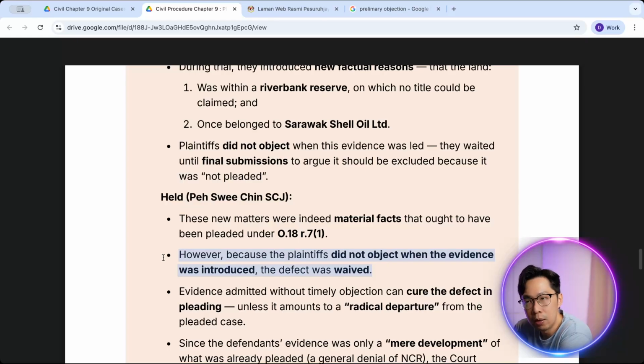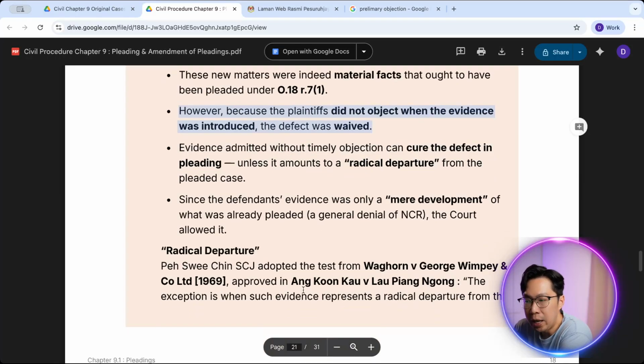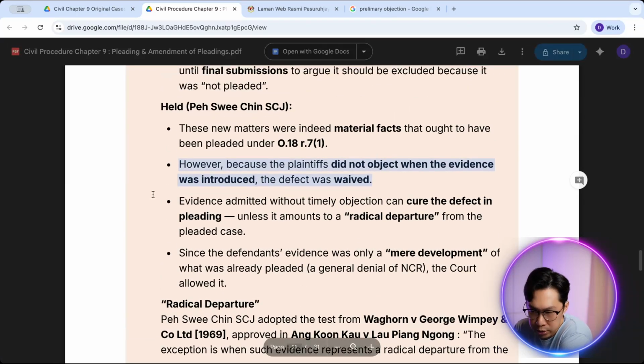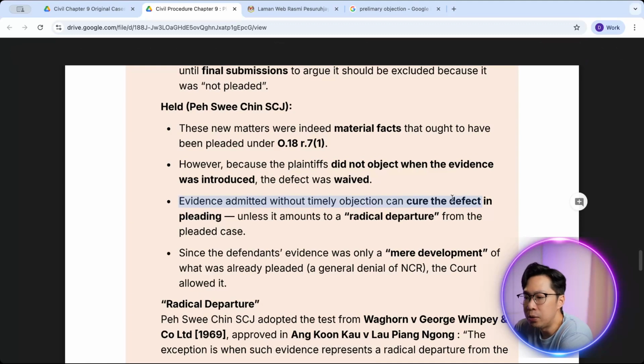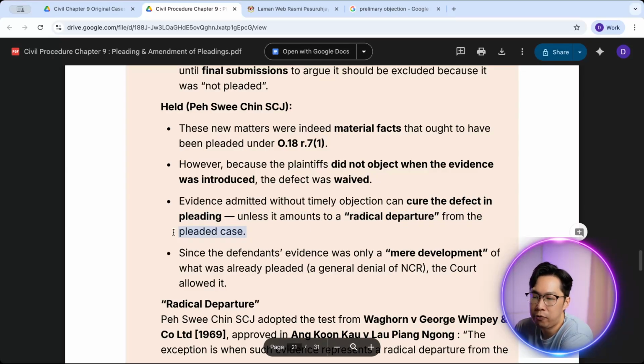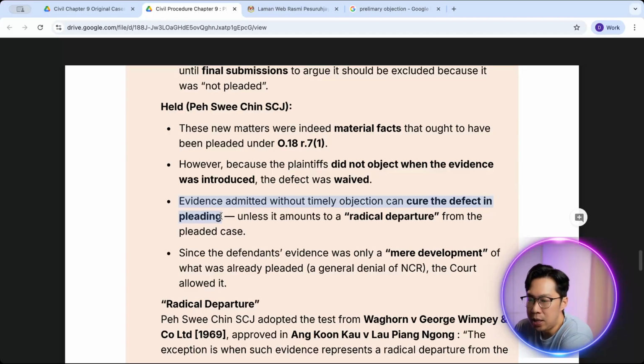OCBC v Philip Wee. Okay? This judge, Peh Swee Chin, is a very famous judge. Evidence admitted without timely objection can cure the defect of pleading unless it amounts to a radical departure from the pleaded case. So this first sentence says that if someone didn't plead something, raised it, and the other party didn't object but went on to argue it, the other party later cannot say, hey, I'm taken by surprise. That's why evidence admitted without objection can cure the defect even though the defendant didn't plead it.